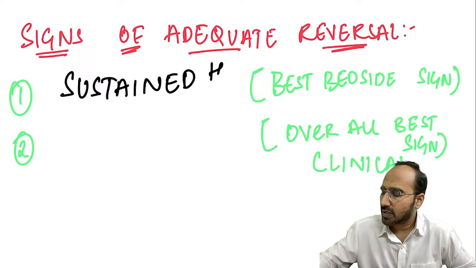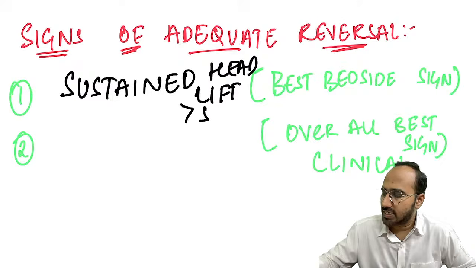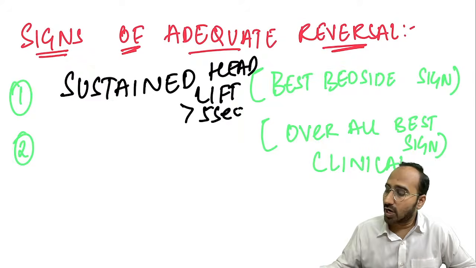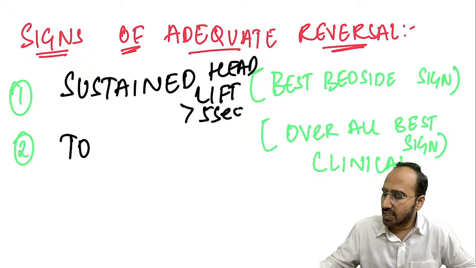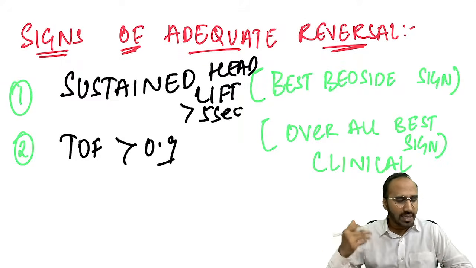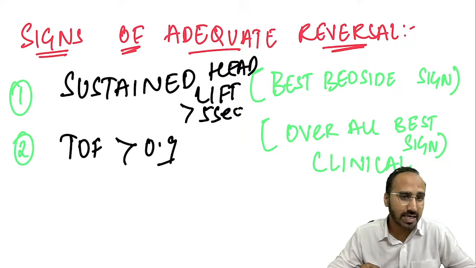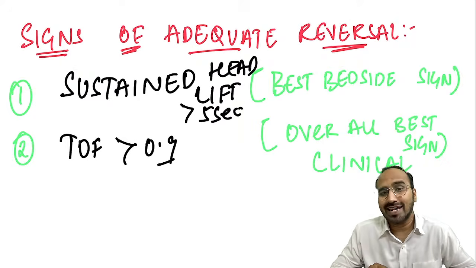Sustained head lift of more than 5 seconds. That is a good sign that you can give a reversal to the patient. But overall, the best clinical sign is what? The train of 4 ratio more than 0.9. If it is more than 0.9, then you need to go for the reversal. In the reversal phase of general anesthesia, you need to give reversal agent against the muscle relaxant.